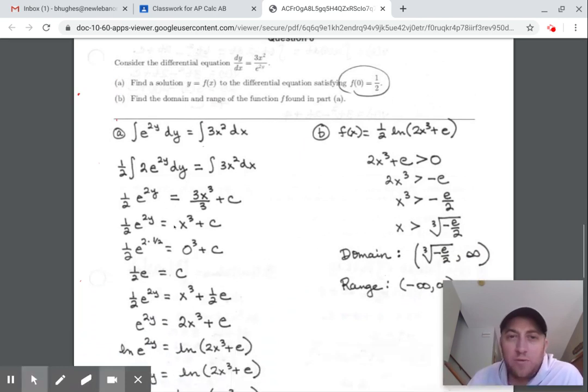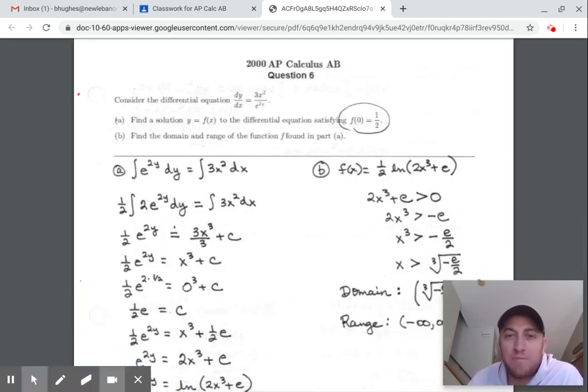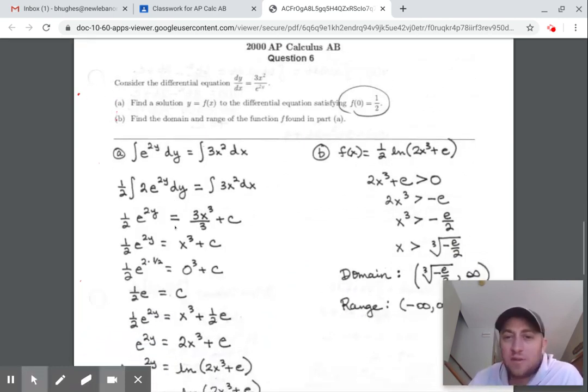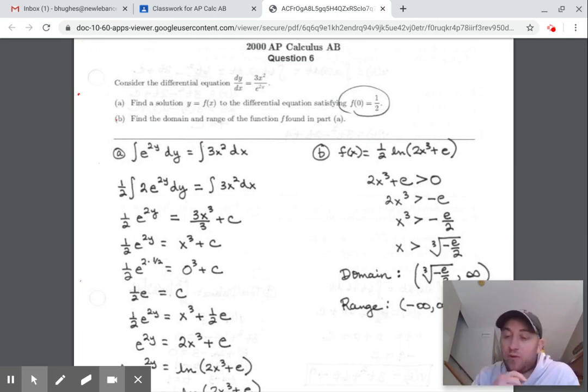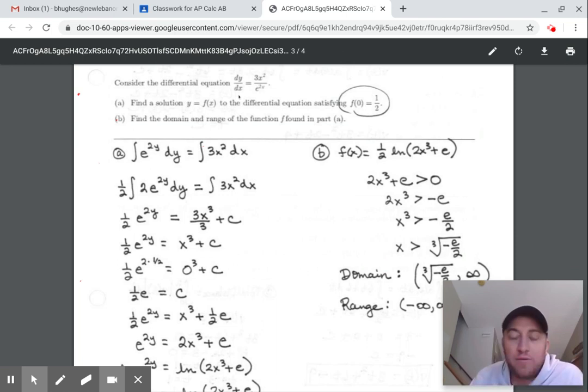This is a good one right here, the 2000 AP Calc AB question number 6. This could potentially be what it looks like on your AP test, and we're going to look at many other examples. I'm still trying to figure out how they're going to do this online and what it's going to look like for you guys. But on this one, we have dy over dx is equal to 3x squared over e to the 2y power.